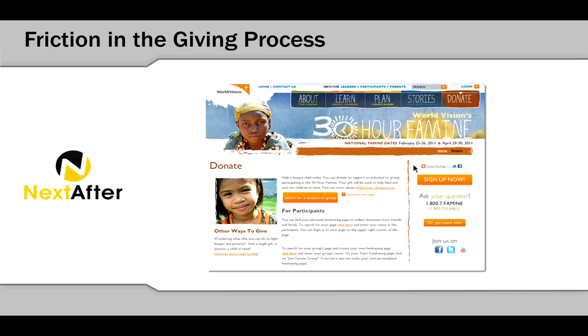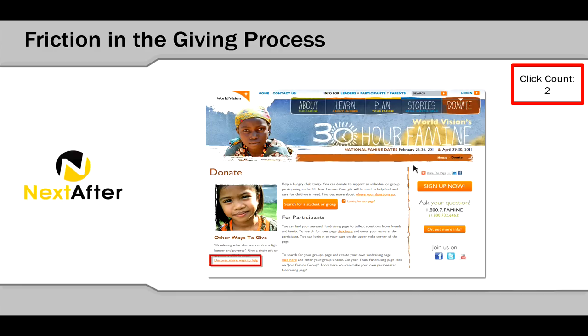Well, down here in the bottom left-hand corner is another little text link that says, discover more ways to help, which is in fact where you need to click in order to get to the next step of the donation process. So this initial step, once somebody has clicked on that donate button in the upper right-hand corner, they're sending people to a page that introduces a lot of confusion, friction into the process.